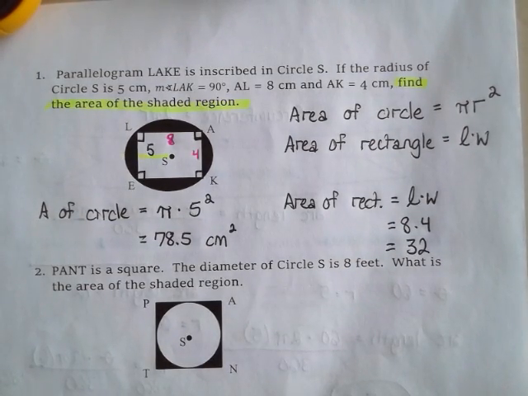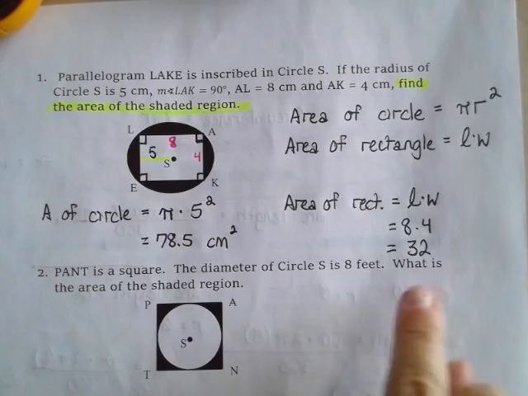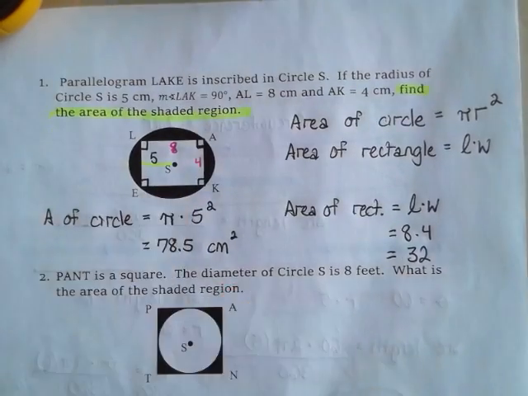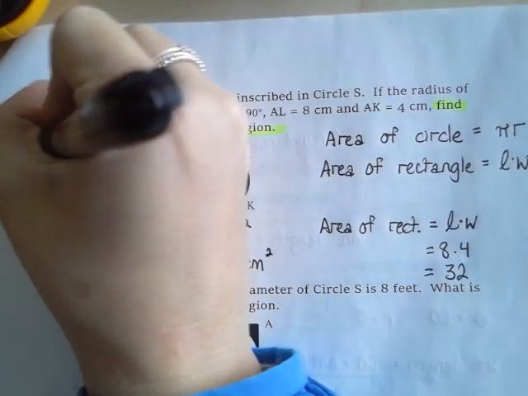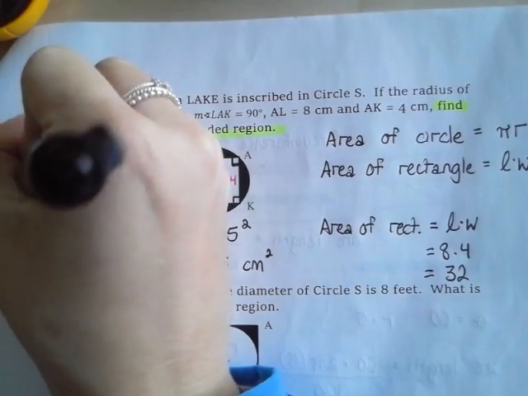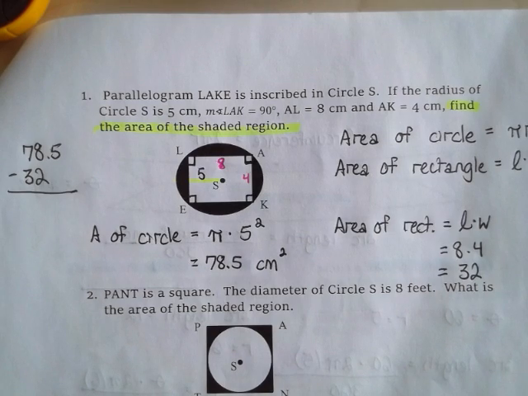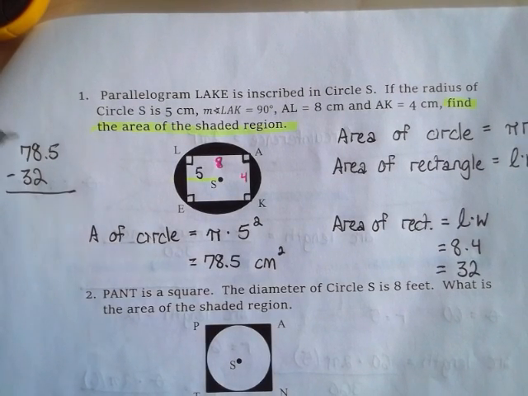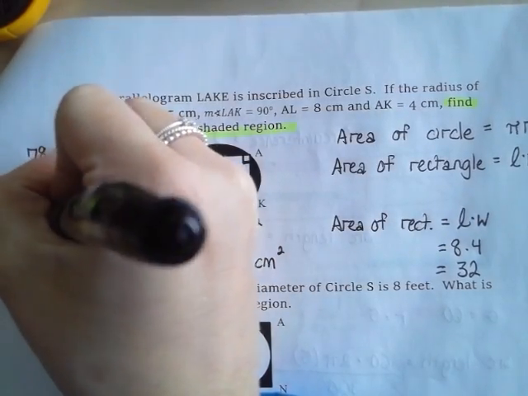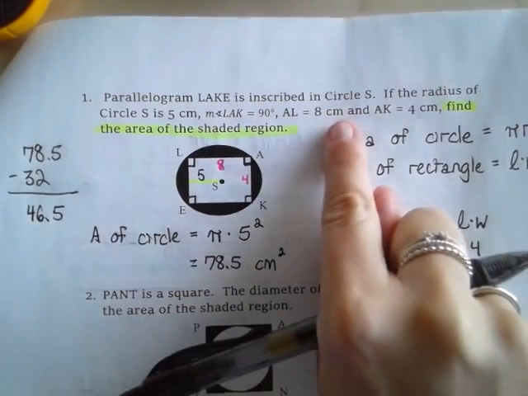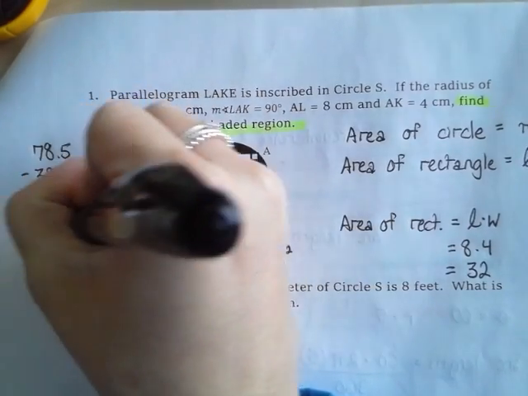So to find the area of the shaded region, I have to take my whole area of the entire shape and subtract the part that I don't want, which in this case is the rectangle. So I would do 78.5 minus 32. 78.5 minus 32 is going to leave me with 46.5. And because this is in centimeters, we would do centimeters squared.